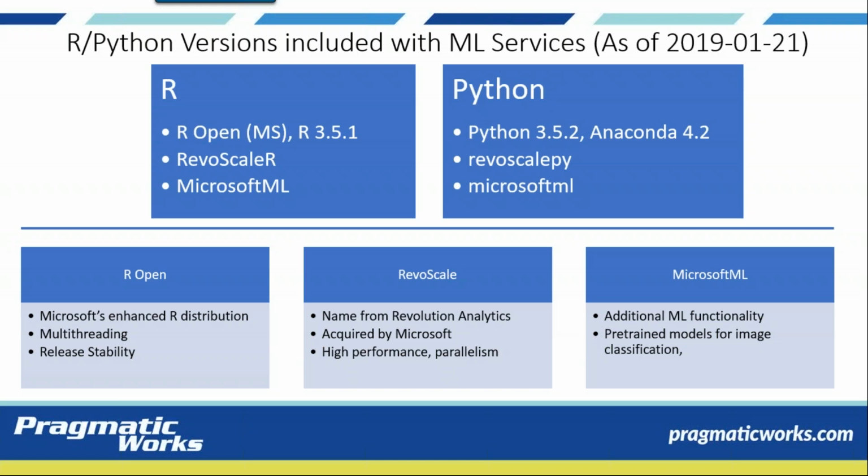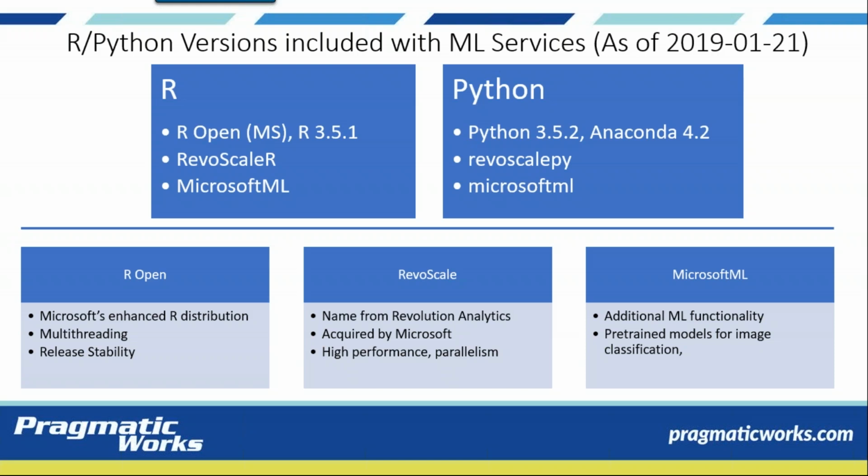The name comes from Revolution Analytics. Revolution Analytics was a company that Microsoft eventually acquired, but they built some R packages designed for high performance. Specifically, they did a lot of work on parallelism and also the ability to work on some of these larger data sets. We'll talk a little more in the demo about RevoScale, but that's what gets installed with Machine Learning Services when we do R and Python.